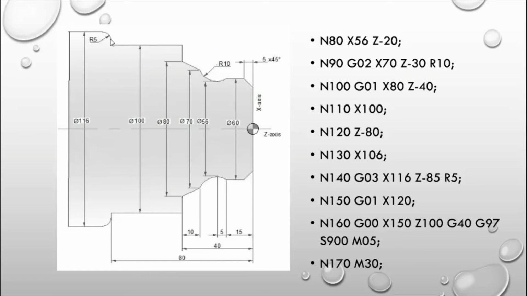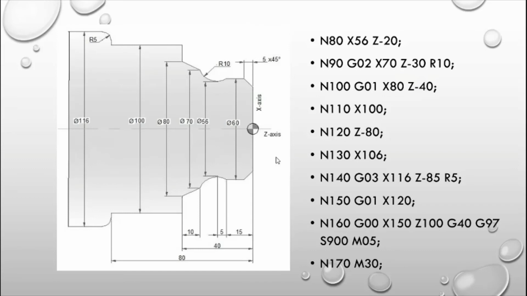After that X is 116, Z equals minus 85 and by the radius of R5, that's shown in the line. And N150 is the sequence number, G01 is a linear interpolation, X value is 120. Our tool goes from this position to this position.